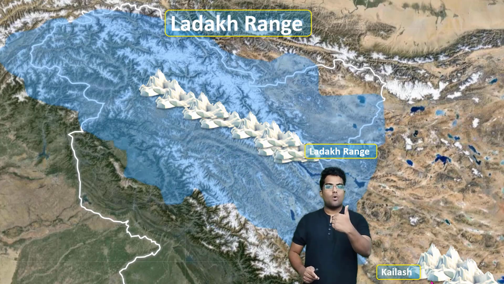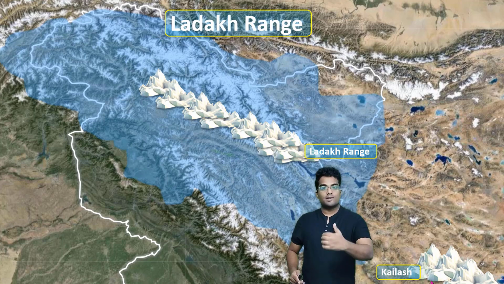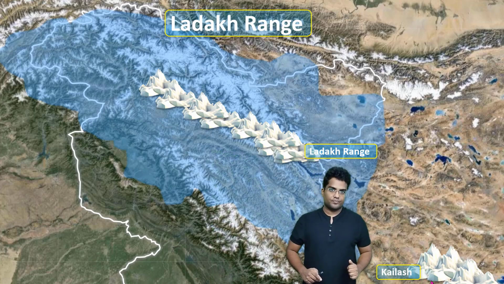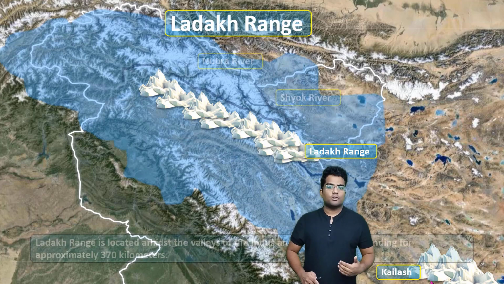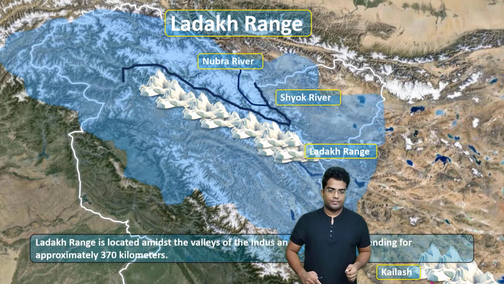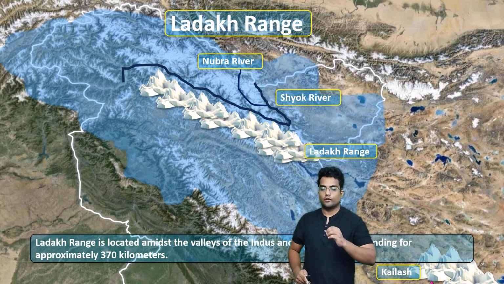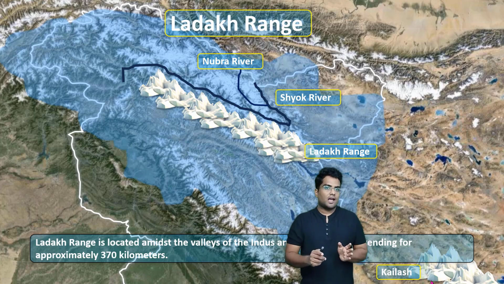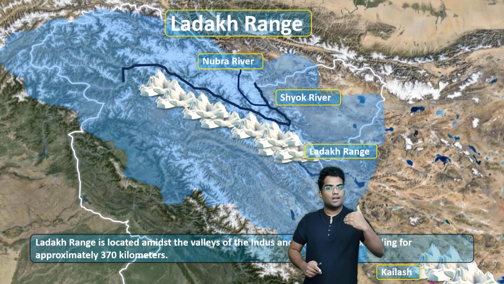So the question is, what divides the Ladakh range from the Karakoram range, and what divides the Ladakh range from the Zaskar range? Let's focus on some of the important things like rivers. As you can see, there's a river called the Shyok River. That's the Shyok River, and it acts as a boundary or division between the Ladakh range and the Karakoram range.